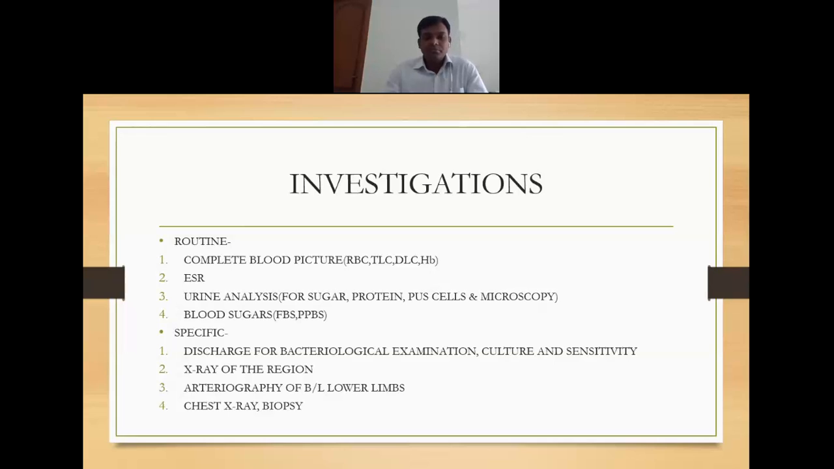Chest X-ray, you want to do for what? He is a non-smoker, you told. Sir, but you just want to rule out tuberculosis with the chest X-ray, nothing else. So already I told you in previous classes that you will also look for some screening, some common things. Also you will look for tuberculosis.